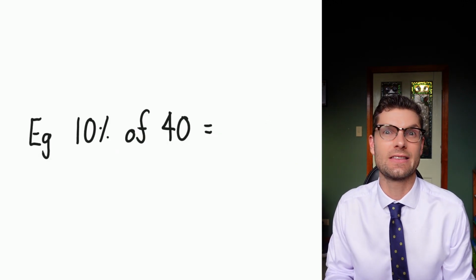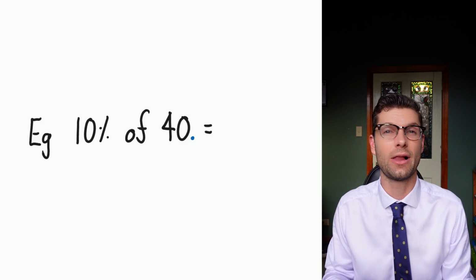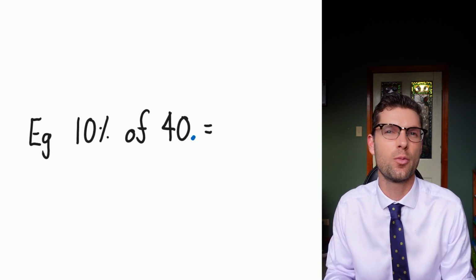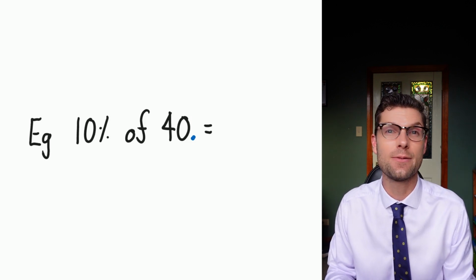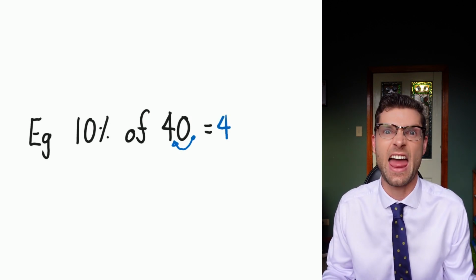So if I've got something like this, 10% of 40, I want you to imagine that there's a decimal place after the last number. So 40.0. I'm not going to put the 0 in, but 40 and that decimal point, it's just the exact same thing. So now if I'm finding 10% of this value, all I need to do is move that decimal place one spot to the left. So this becomes 4.0 and you're done.